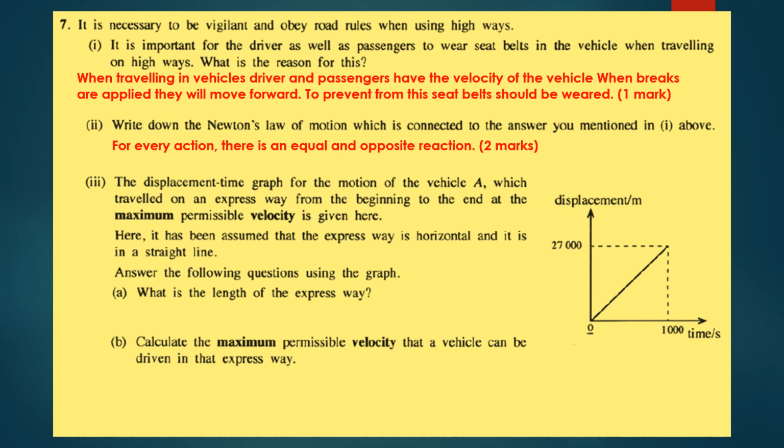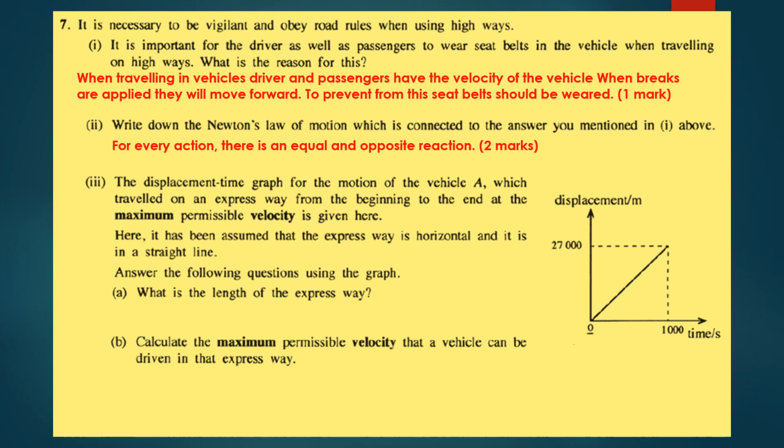Part 3. The displacement time graph for the motion of the vehicle A which travels on an expressway from the beginning to end at the maximum permissible velocity is given here. Here it has been assumed that the expressway is horizontal and in a straight line. Answer the following questions using the graph.